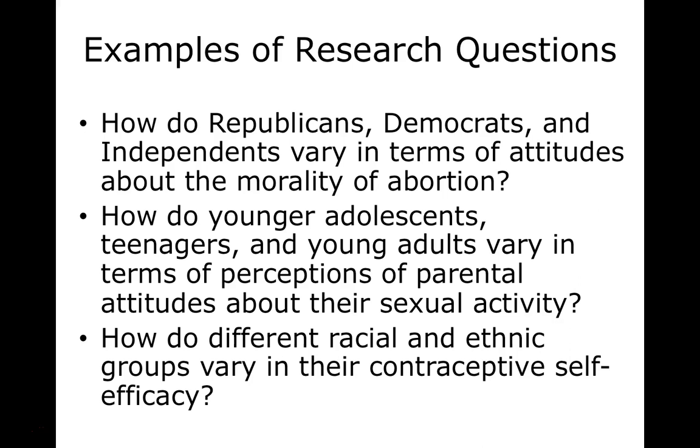And again, this would be a situation in which racial and ethnic groups would be categories. So this is a categorical independent variable. And I'll talk more about how we might split that out towards the end of the lecture. And then contraceptive self-efficacy is a continuous variable. This would be our dependent variable. We're trying to predict scores on contraceptive self-efficacy using the independent or predictor variable of race and ethnicity. So these questions would all be appropriate for ANOVA.